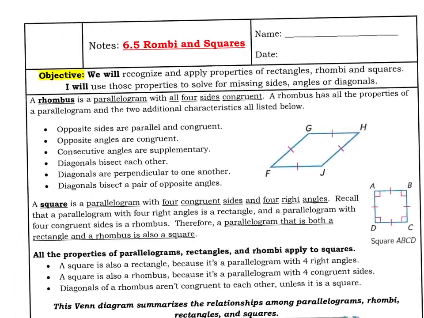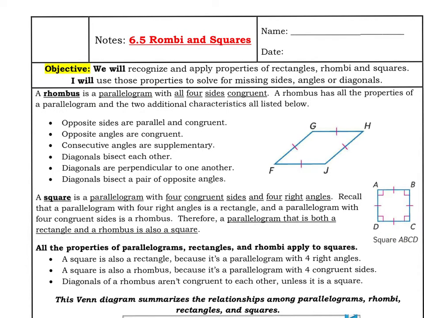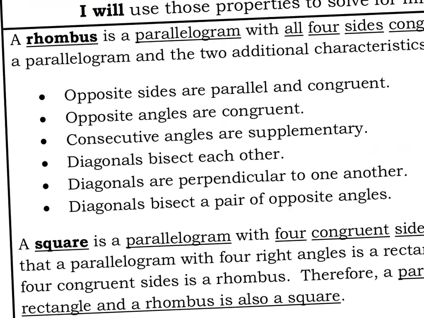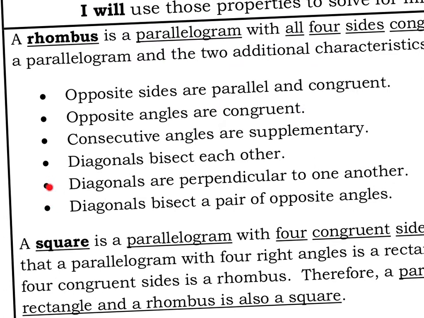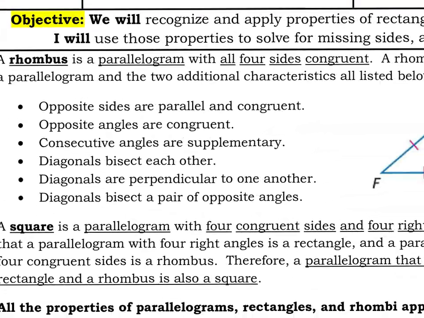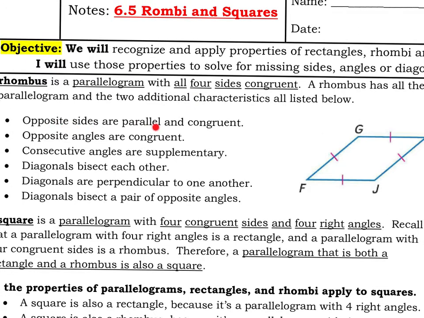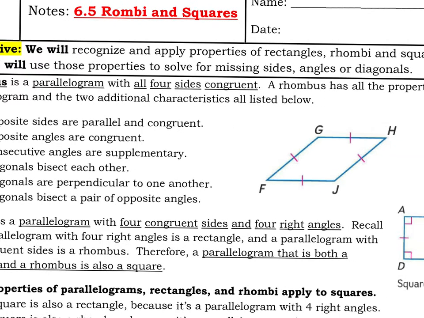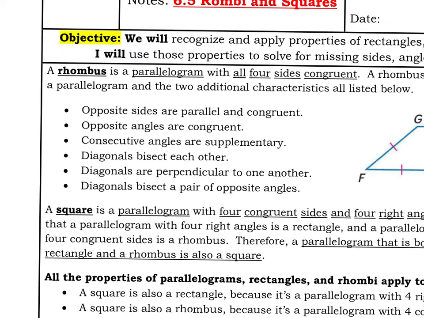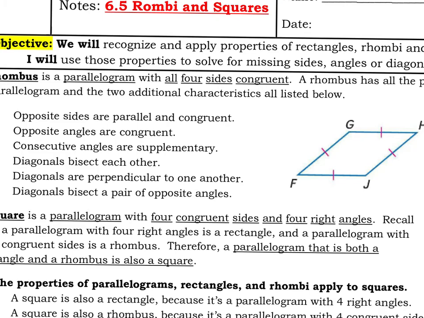A rhombus has all properties of a parallelogram and two additional characteristics listed below. So these last two are unique to a rhombus, but these first four are the same as a parallelogram. A parallelogram and a rhombus have opposite sides that are parallel and congruent. And so if you have all four sides the same, then yeah, that makes sense. Your opposite angles would be congruent. So like angle G would be congruent to angle J, and angle F would be congruent to angle H there. And your consecutive angles would be supplementary. So if you were to add together F and G, it would equal 180.